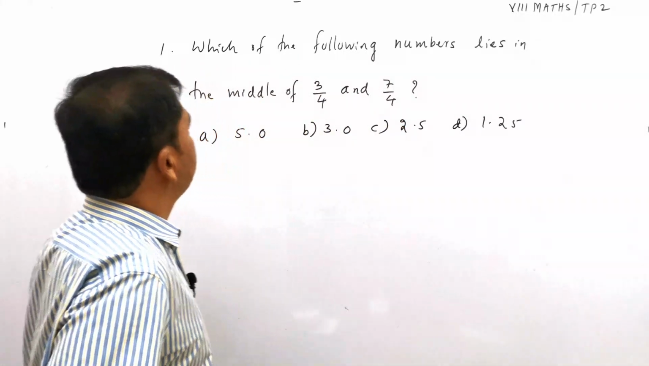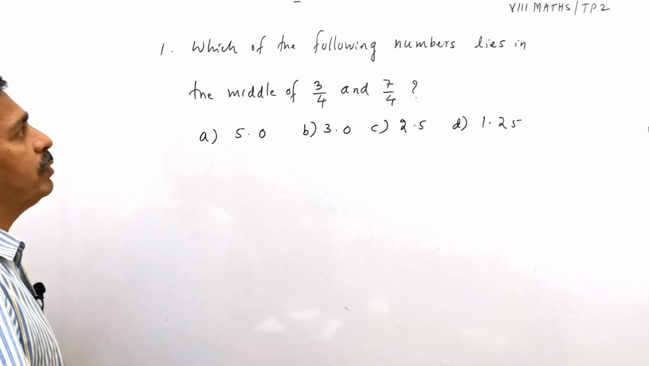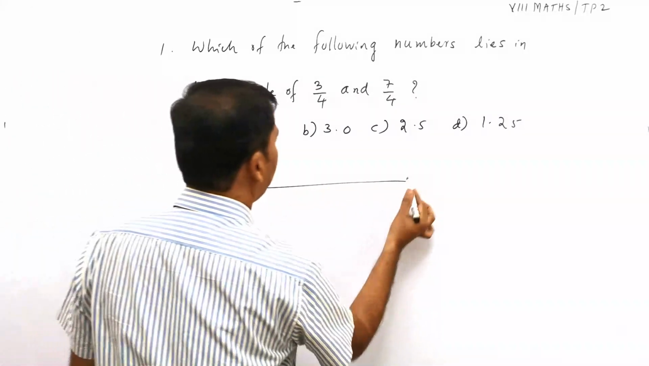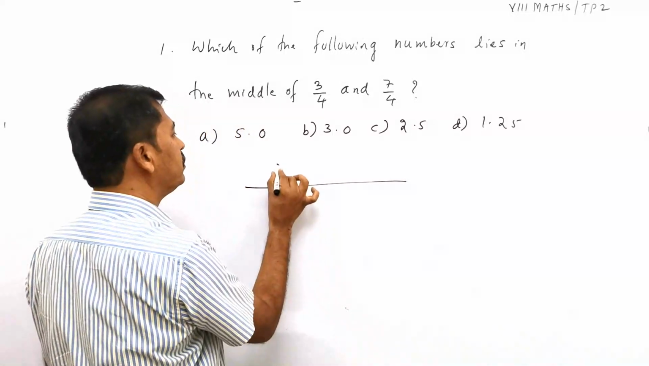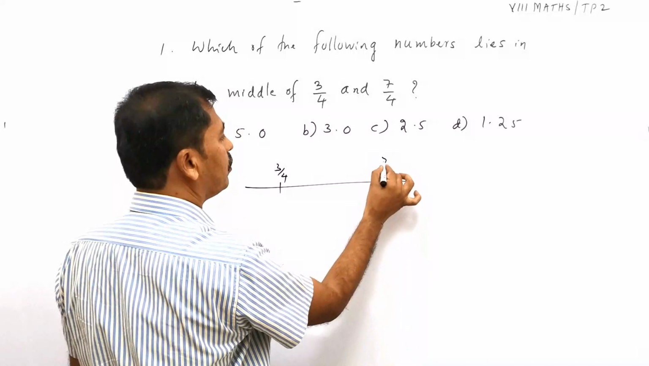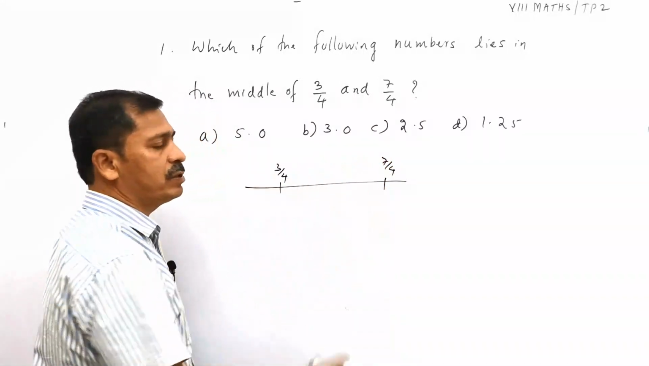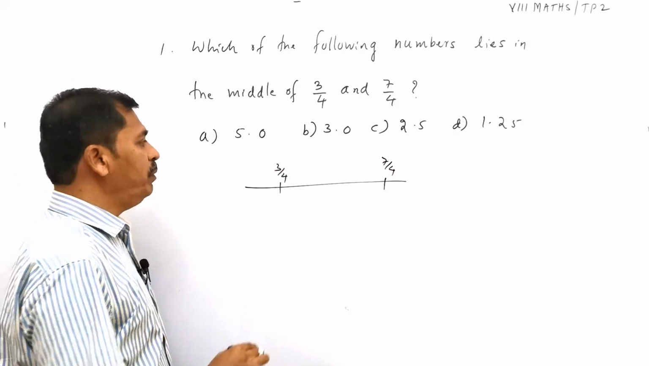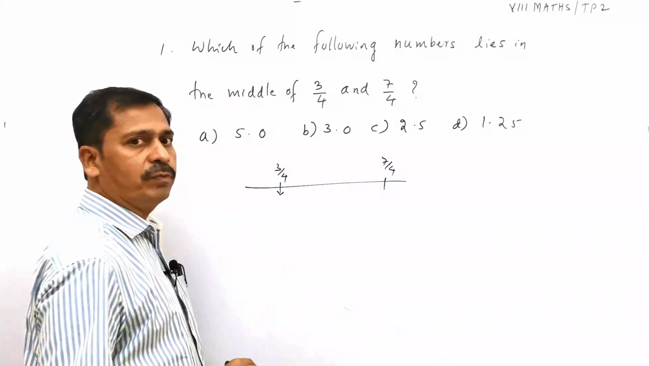See, the first question is in this manner. Which of the following numbers lies in the middle of? I would like to take this as 3 by 4, and the second number is 7 by 4. Which of the following numbers lies in the middle of 3 by 4 and 7 by 4? Now let me write the decimal expansion of 3 by 4.